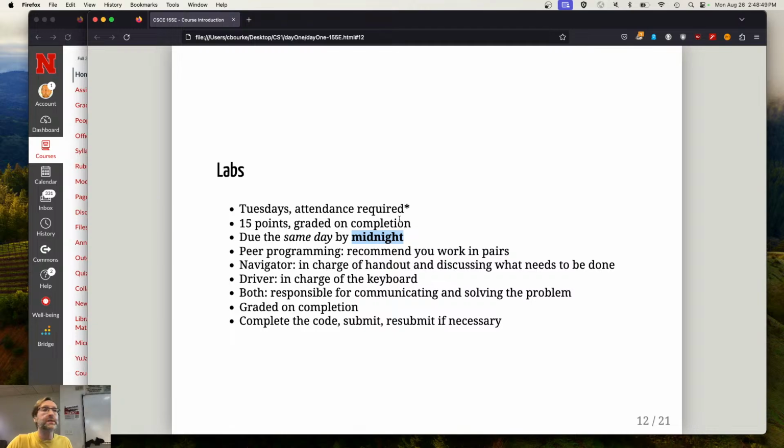Otherwise, it's 15 points. It's graded on completion. If all the tests pass, great. You get your 15 points. If 4 of the tests pass and 1 fails, keep working. You need those. Otherwise, it's 0 points. Right? That's why it's based on completion.